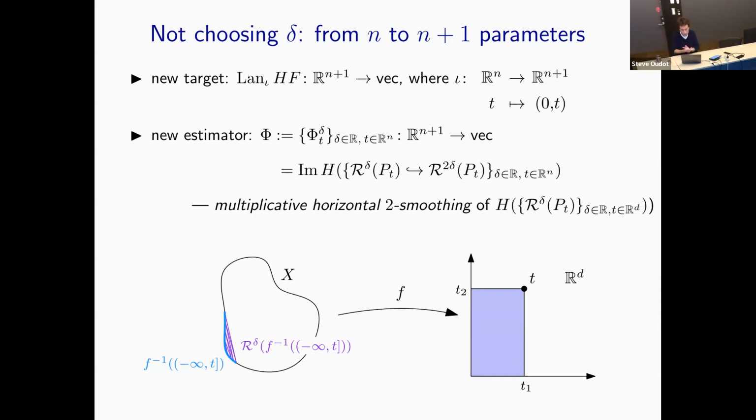So for now, we're taking delta and 2 delta for every value of delta, and we're letting delta run over R plus, and then of course the function parameter runs through R. Okay, so we get what we call a multiplicative horizontal smoothing of the function RIPS multifiltration. Smoothing because we're taking images of shifts of the module into itself, and it's multiplicative because we're shifting by a multiplicative factor here, and it's horizontal because we're smoothing only along the first axis. That's where the terminology comes from.